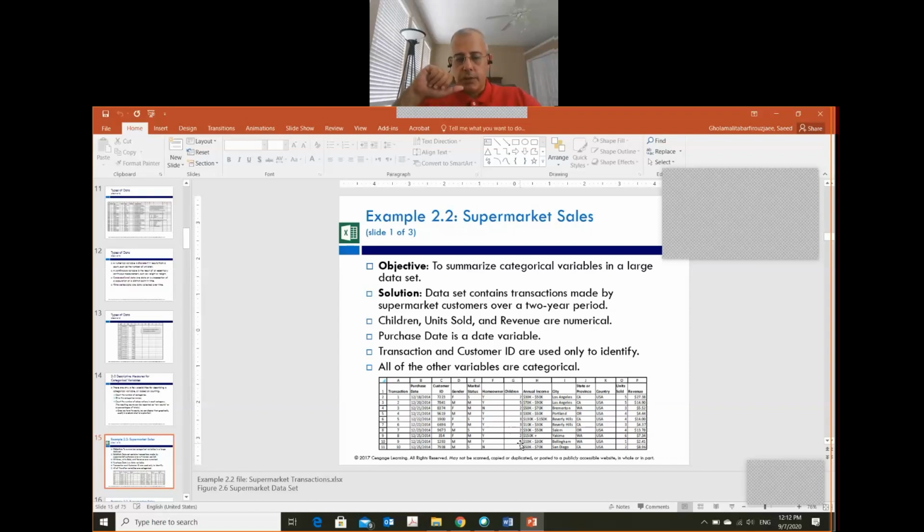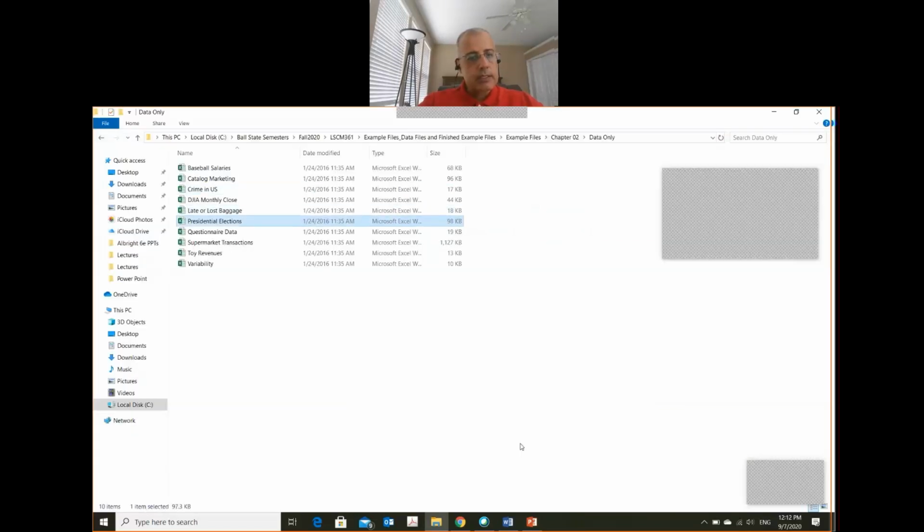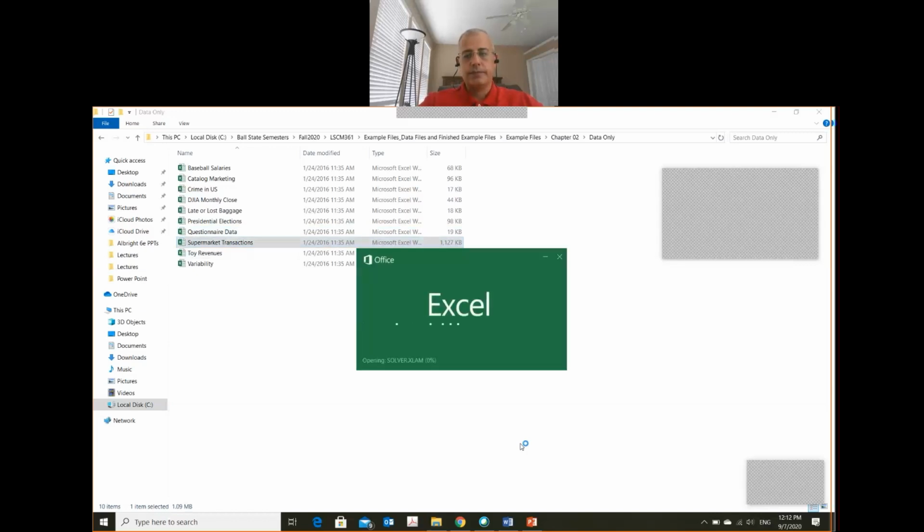Now we want to see how we can report the categorical variable. Like gender, we want to see how many of the customers were male and how many were female. Let me open the supermarket data set. All these data sets have been uploaded on Canvas. Supermarket transaction. Okay.